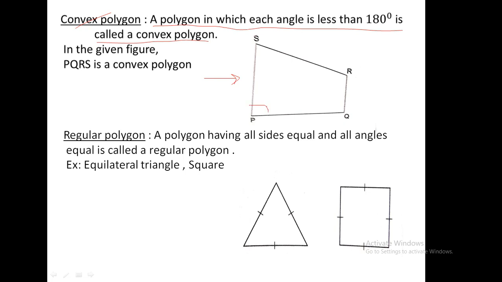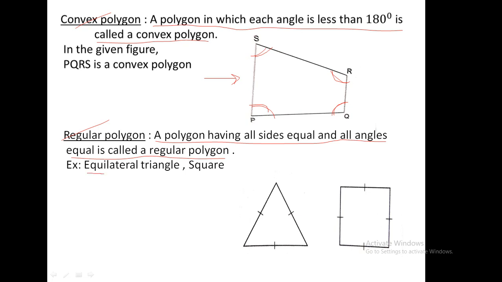So here angle P, angle Q, angle R, angle S, all the four angles are less than 180 degree. Means angle P is also less than 180 degree, angle Q is also less than 180 degree, angle R is also less than 180 degree, angle S is also less than 180 degree. So this is convex polygon. Now we have to move to the next one, regular polygon. A polygon having all sides equal and all angles equal is called a regular polygon.